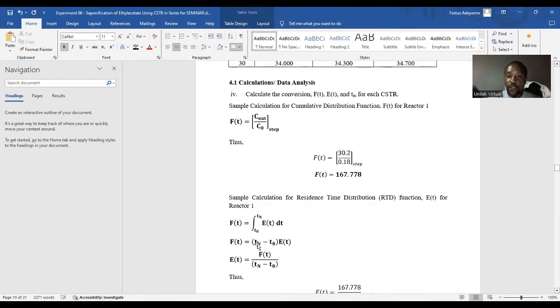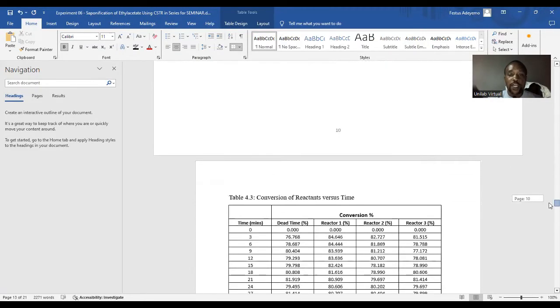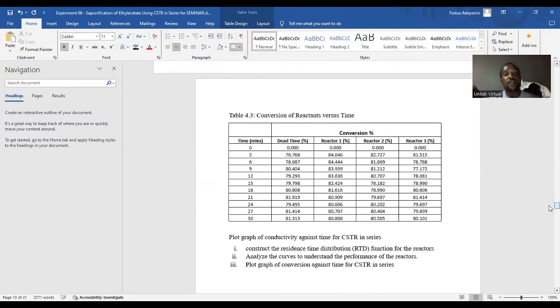We can see it in this equation here that our F of t equals t minus t naught times E of t. So if we take a point value or an instantaneous value, it's the same as F of t equals t times E of t, because the t naught is equal to 0. So that's what we use to compute this. We also generated table 4.3, which is conversion of reactants versus time.